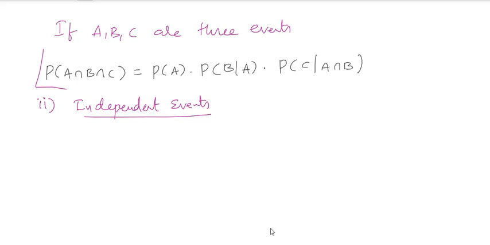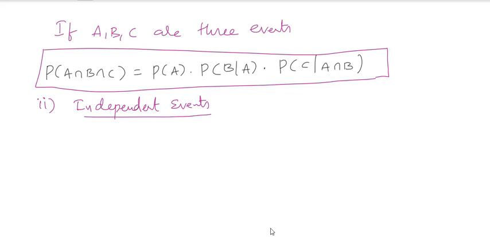Now, when it comes to independent events, the occurrence of A does not depend upon the occurrence of B. In such a case, I have to go with different strategies. If A and B are independent events, meaning the occurrence of A does not depend upon the occurrence of B, then A intersection B I can represent as the probability of A times the probability of B.